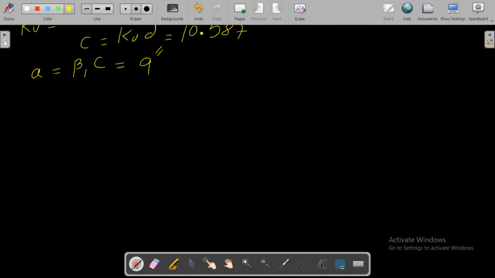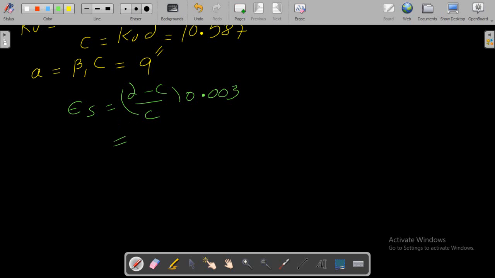So once we got the values of C and A, now we can easily find the value of Mn. But here the case is different. Remember, we have to again recalculate the value of epsilon s, right? We will again calculate epsilon s, that is d minus c divided by c, times 0.003. So this time you will find the value of epsilon s. Let me recalculate this value.